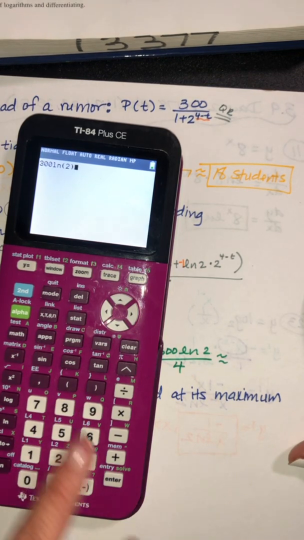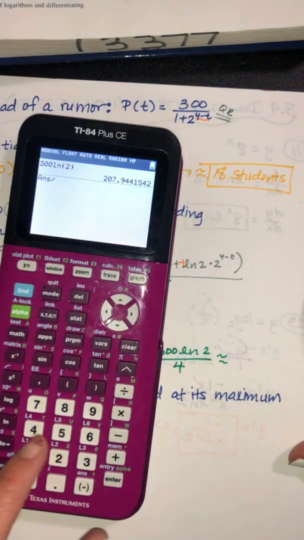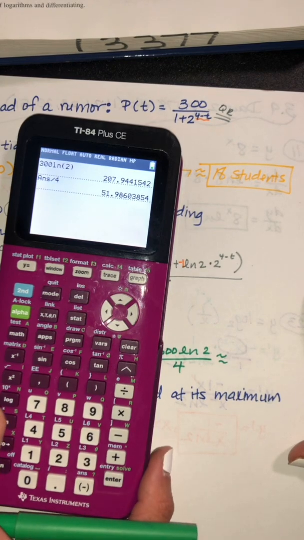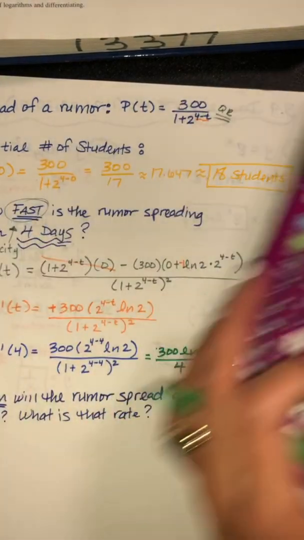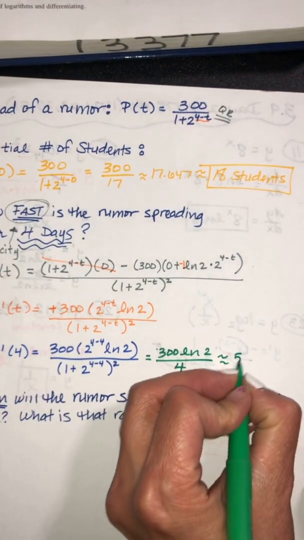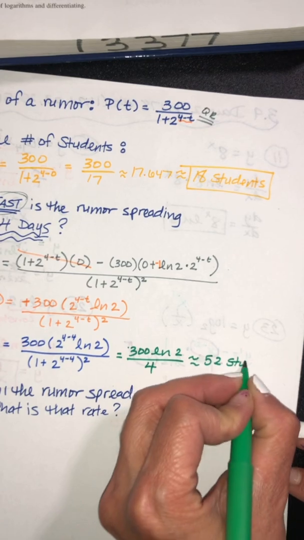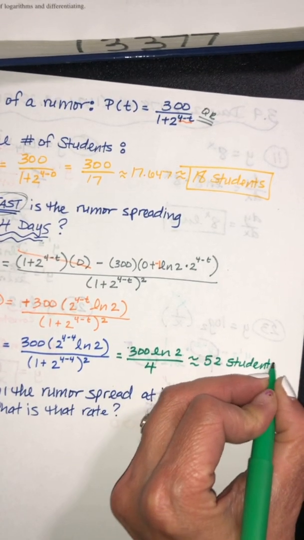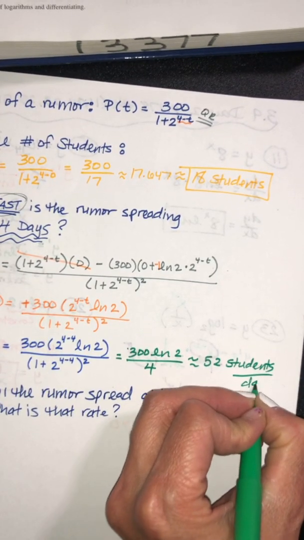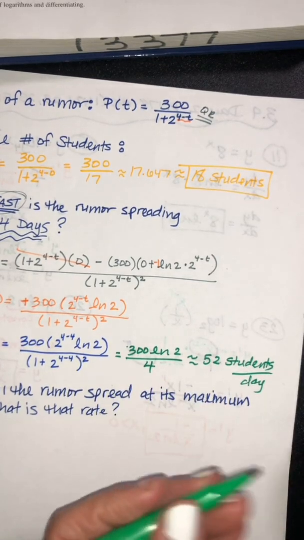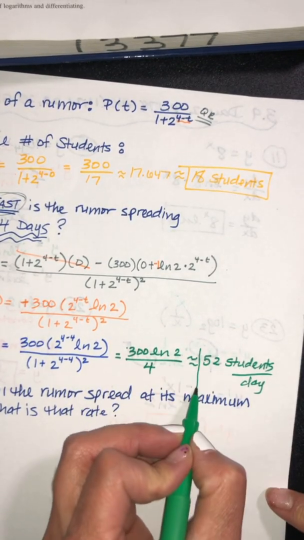300 times natural log of 2, I'm going to hit that first and then divide by 4. And I get this number. So if I round that to the nearest whole number, that would be 52. So that means that the rate, how fast the rumor is spreading, is 52 students per day. So that means it won't take long before the whole student body has heard the rumor.